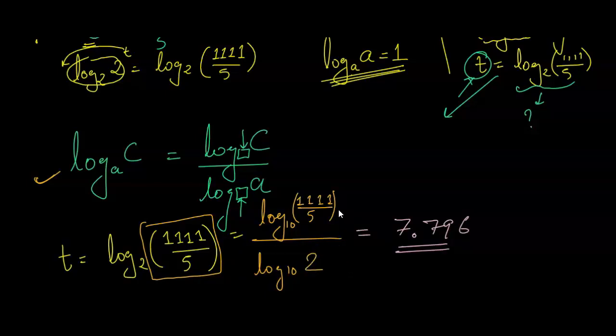So if we use the calculator to solve the numerator separately and the denominator separately and then we divide it, our answer would be 7.796. You must be using a scientific calculator.